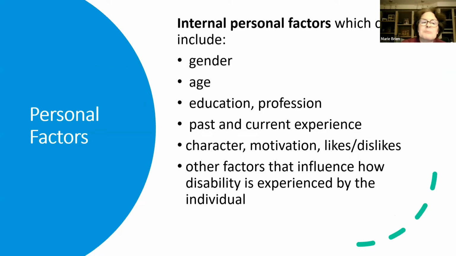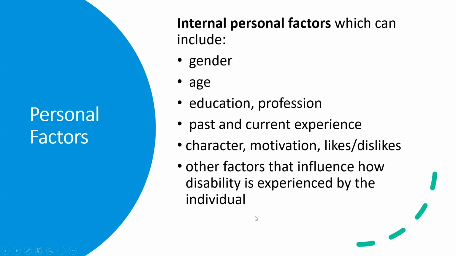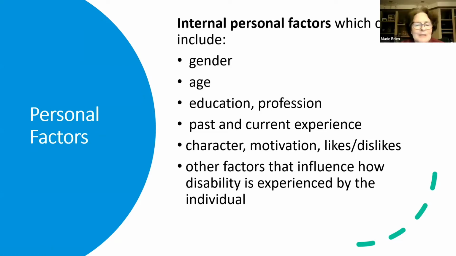Now, lastly, if we look at personal factors of the ICF, we have the internal personal factors, which can include gender, age, education, the profession in terms of an adult, past and current experiences, the character, motivation, likes and dislikes, and other factors that influence how the disability is experienced by the individual. In terms of a child, often the personal factor is what motivates a child, what the child likes, what the child enjoys doing.